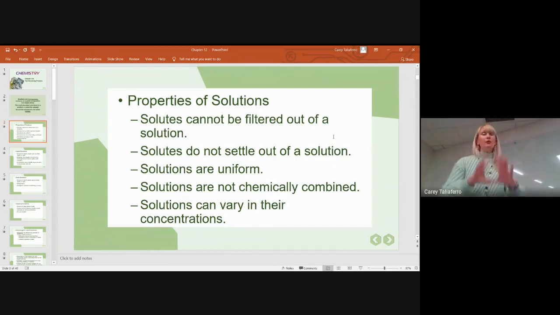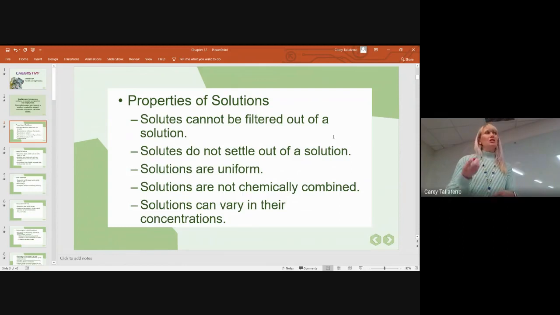So what that means is, if you have a true solution, everything in that solution is dissolved. You don't see any, for example, salt crystals on the bottom of the beaker. Solutions are uniform. That means it's the same throughout. You cannot see a difference from one side of the beaker to the other side, if we're talking about liquids in a container.